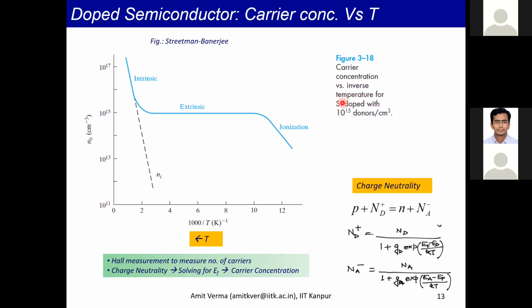Okay, so remember, this is 10 power 15. Avogadro number is 10 power 22, 23. So this is only 10 to 100 parts per billion. So a very, very small amount of impurity has been added.